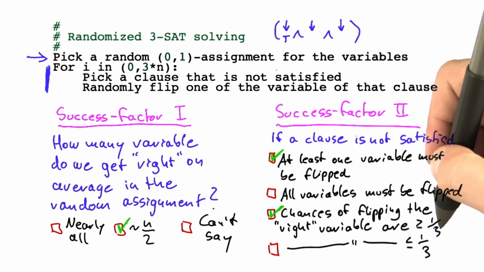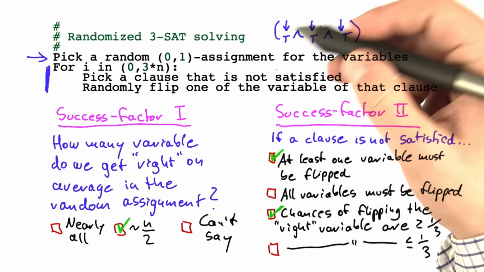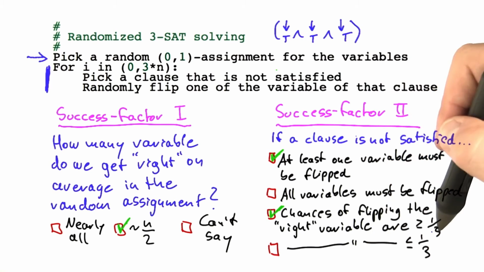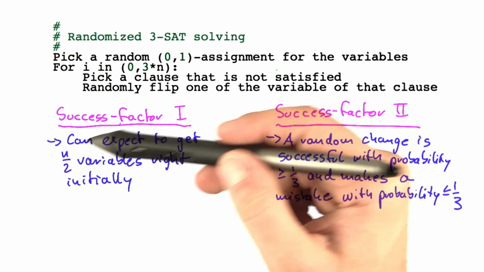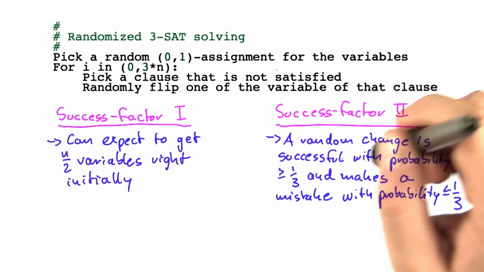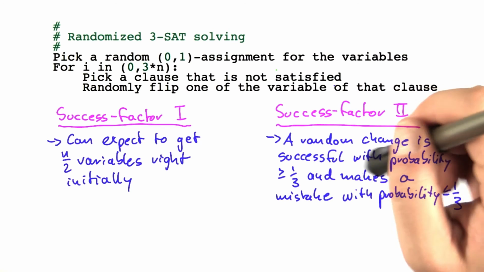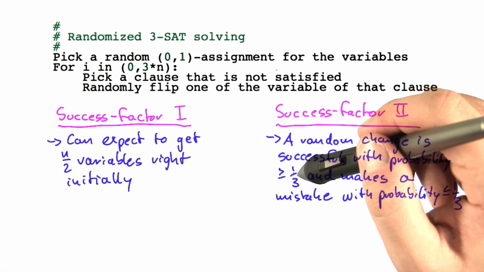And the chances are even better if in the satisfying assignment you would have 2 or 3 variables that would need to evaluate to true. But they are always at least 1/3. We initially can expect to get about half of the variables right, and a random change in a clause that is not satisfied will be successful with a probability of at least 1/3.